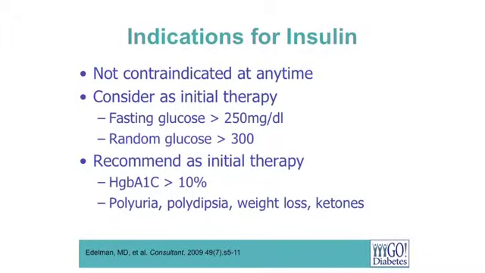Times to consider it as initial therapy: if they're having fasting glucoses above 250 or random glucoses above 300, that's a patient that really ought to be started on insulin. It's also recommended as an initial therapy when you have A1Cs above 10, or if somebody's catabolic, they have polyuria, polydipsia, weight loss, or if they have ketones. This could be a type 2, that could be a type 1, but anytime you see those symptoms in a diabetic that's catabolic, "I lost 20 pounds over the last 3 months," well, that patient needs insulin, okay? Your average diabetic is not going to come in with that complaint, but that's one that's going to have an A1C of 9 or 10 and glucoses like I mentioned right there.